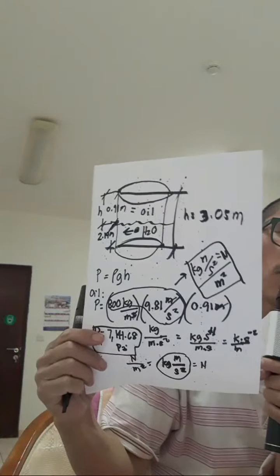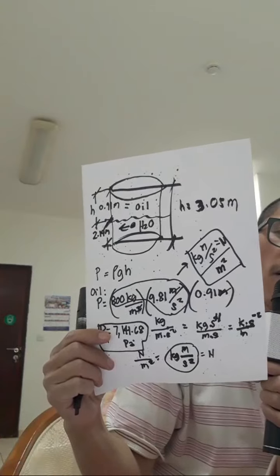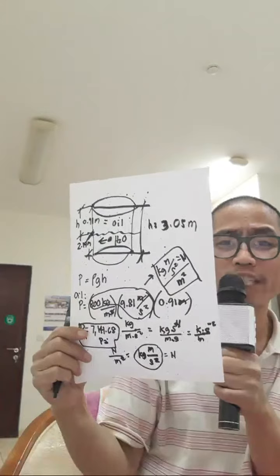So 3.05 minus 0.91, so this is 2.14 here. So 2.14 meters in the tank is the height of the water. Pure subtraction only. So this height, which is equal to 2.14 meters, will be used in our formula of density times gravity times the height. So the height will be 2.14 meters.